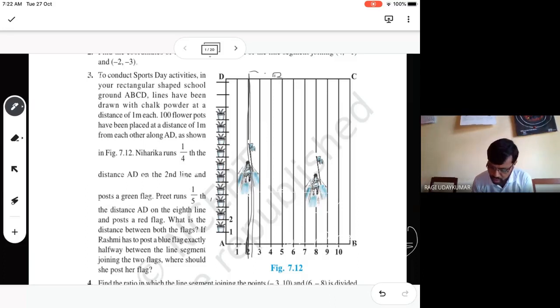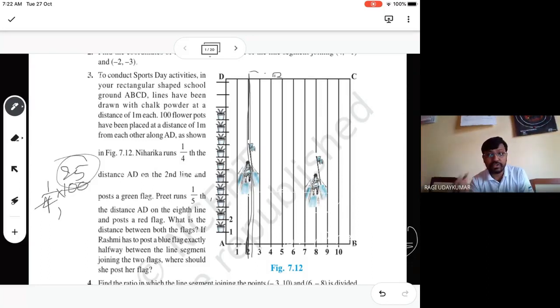Okay, how many flower pots are there in total? You are not supposed to count here. We have 1, 2, like that; 100 is already given to you. So 100 flower pots are given, and 1/4 of the 100 is asked. So what is 1/4 of the 100? 1/4 of the 100 is equal to 25.